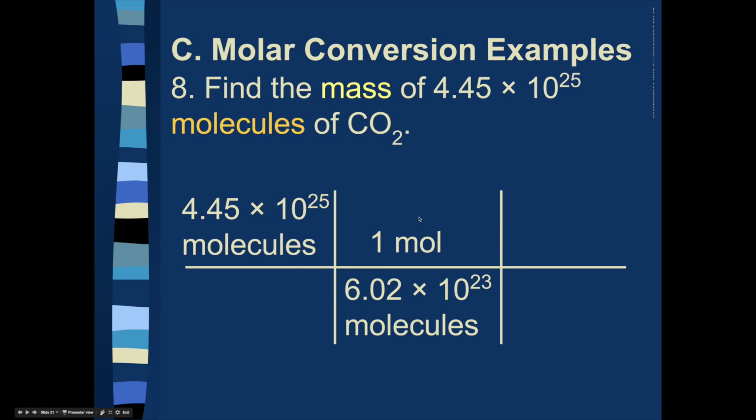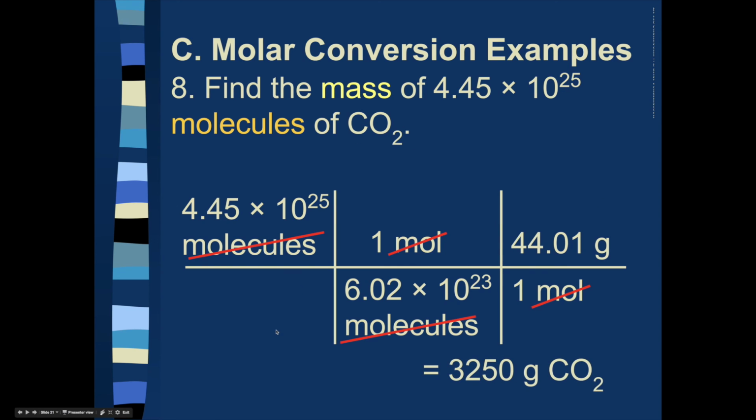We have to go to moles first. Make sure those cancel. Then from moles, we can then go from moles to grams. Once again, the grams is the molar mass, which we find by adding up 1 carbon and 2 oxygens on the periodic table. When you plug it all in, you should get an answer of 3,250 grams of CO2.